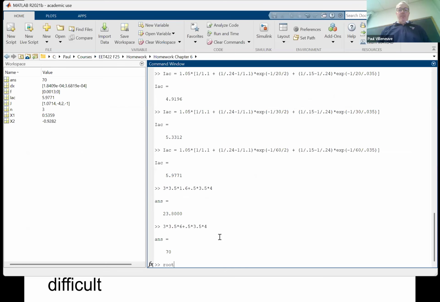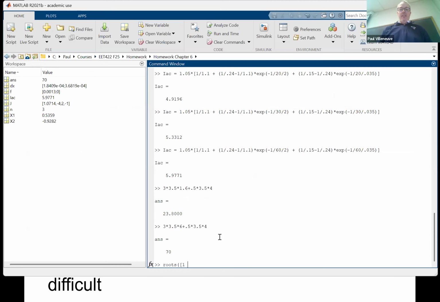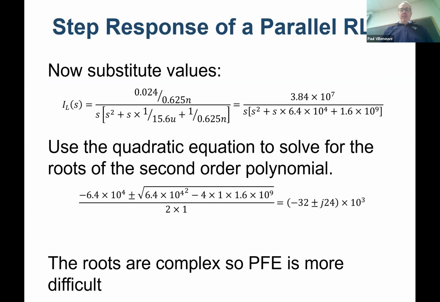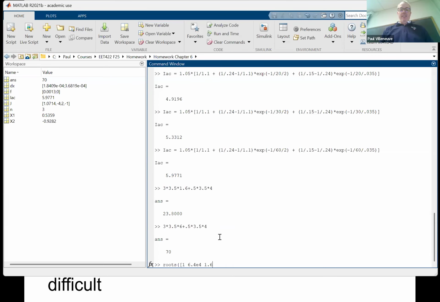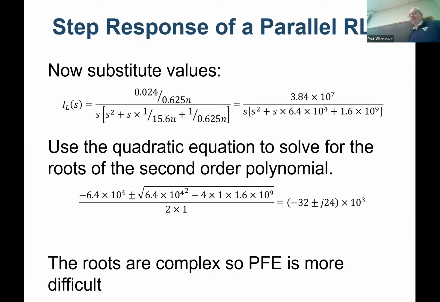And remember, we just type in roots of, here are the coefficients. The first coefficient is 1. The second coefficient is 6.4 times 10 to the minus 4. 6.4 e to the 4, I think it was. And then 1.6 e to the 9. Exactly the same thing, right? Negative 32 plus or minus J24K. Okay, so the results of my quadratic equation match exactly.